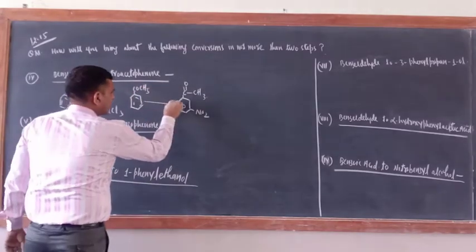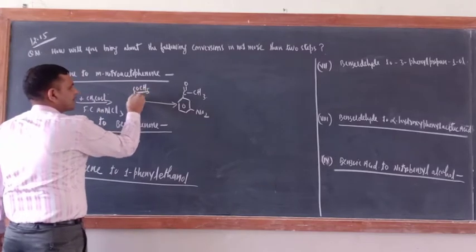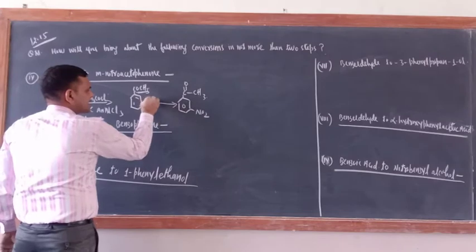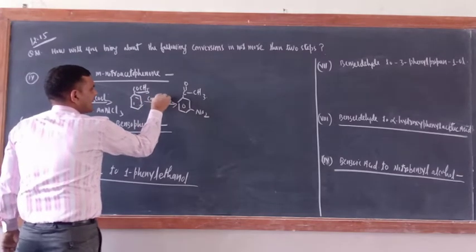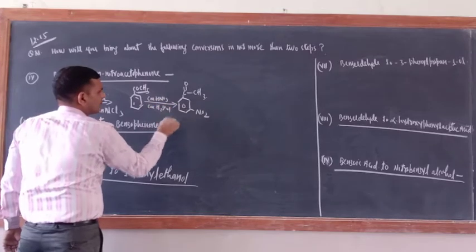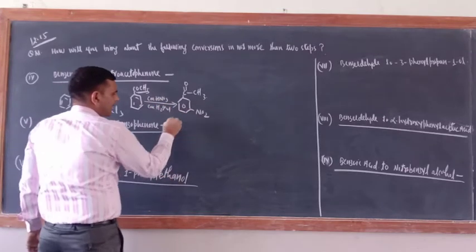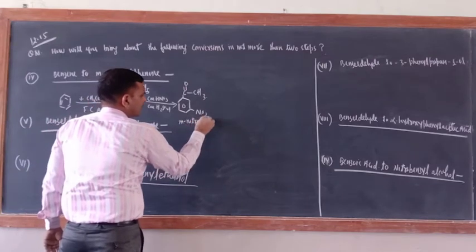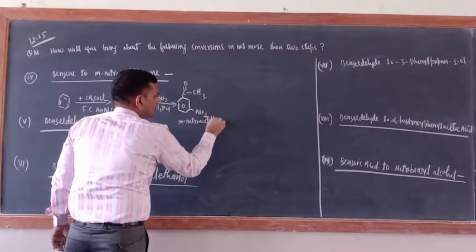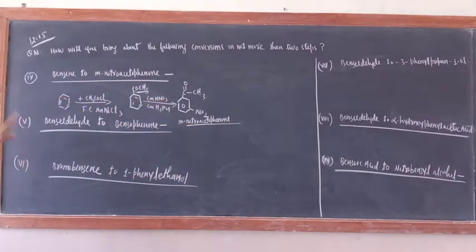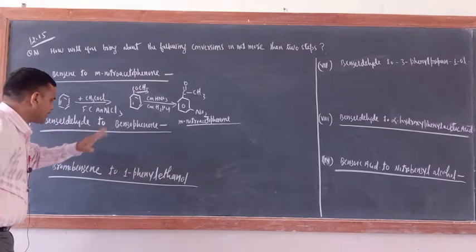Now subject it for nitration. This is a meta-directing group. So here concentrated nitration, HNO3, concentrated H2SO4. So this is meta, meta-nitroacetophenone. Meta-nitroacetophenone. Correct? Yes.